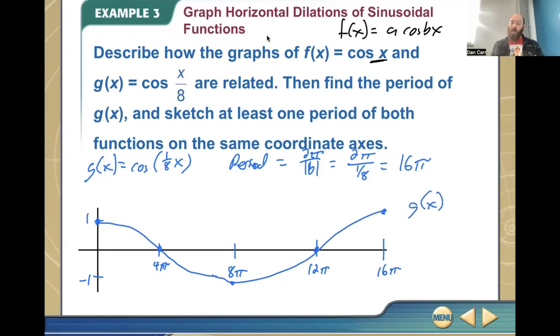My parent function I'm going to put on here as well. But remember, the normal cosine function completes a period in only 2 pi. 2 pi is going to be right here. Well, this is going to be weird. It's going to complete one full cycle up until that point. I'll put the halfway here. It's going to cross, come down, cross, and come back. There's f of x. So what's happening is we are getting a horizontal stretch. I can describe it as having a horizontal stretch, or the period is 16 pi, so it's much longer.